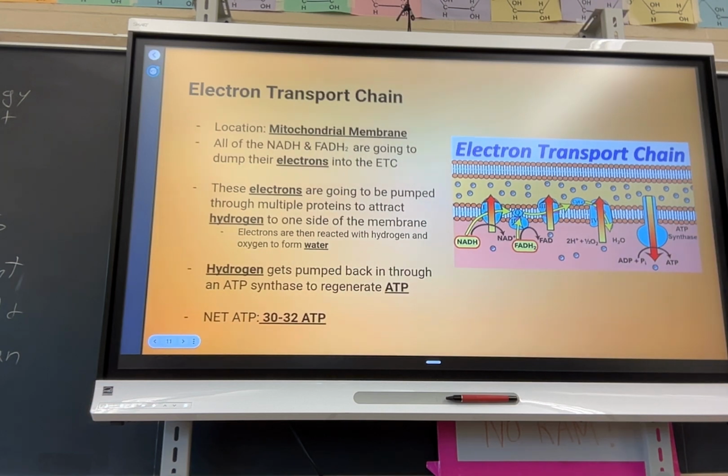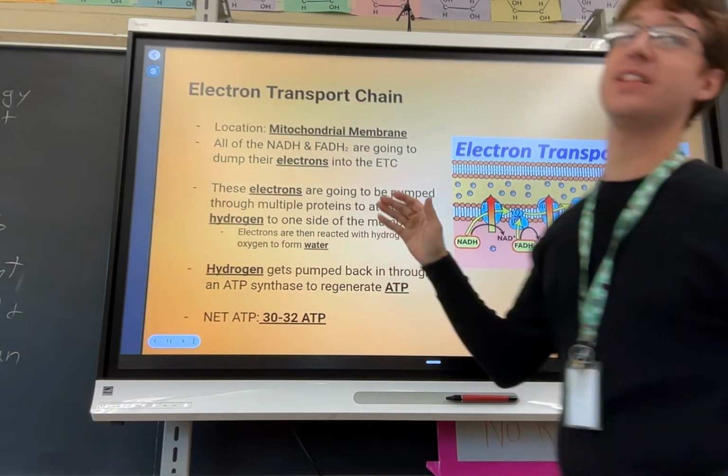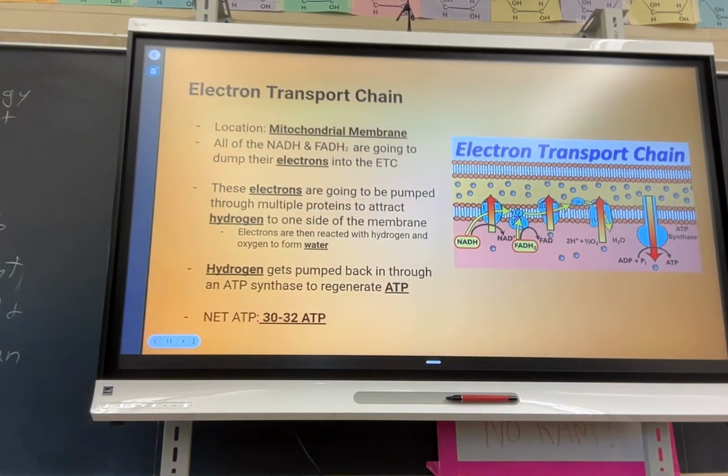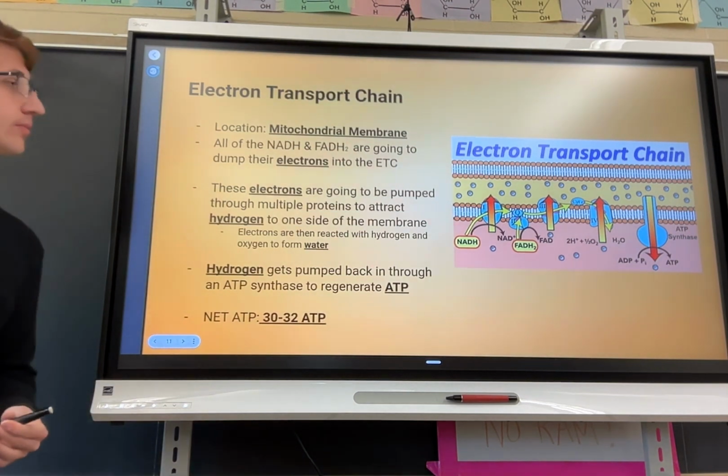Overall, the net ATP for the ETC is about 30 to 32 ATP. So almost, what would that be? About 16 times what we've been making so far. A whole lot more. So cool. This is how we are going to get the vast majority of our energy, through the ETC. Nice.